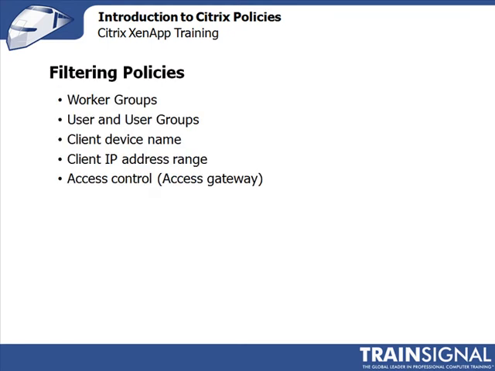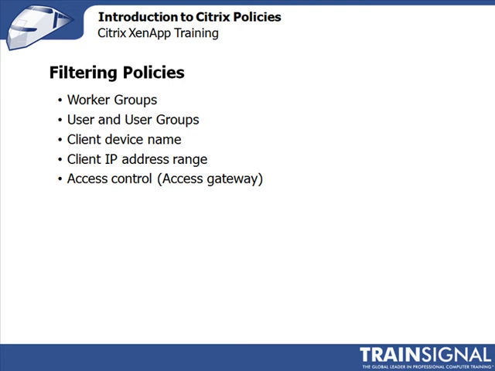So first things first, filtering policies. What can you filter a policy against? In essence, what are you applying this policy against? If it's a XenApp server settings policy, you can obviously only apply it against a work groups container or object, because the work groups is built so it can contain XenApp servers, so it can group XenApp servers of a similar type. So you create a work group and then you can apply a policy against that work group.